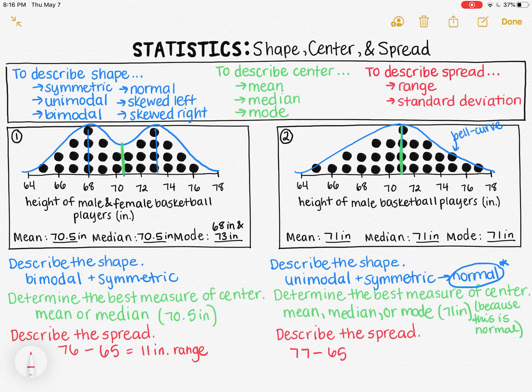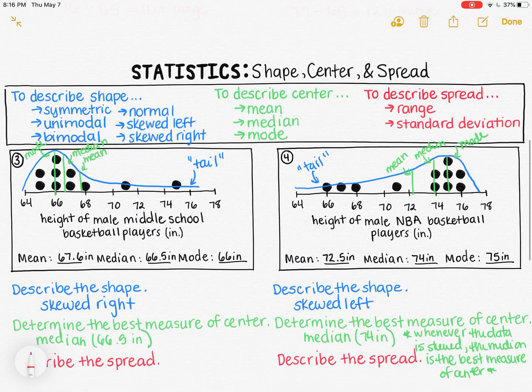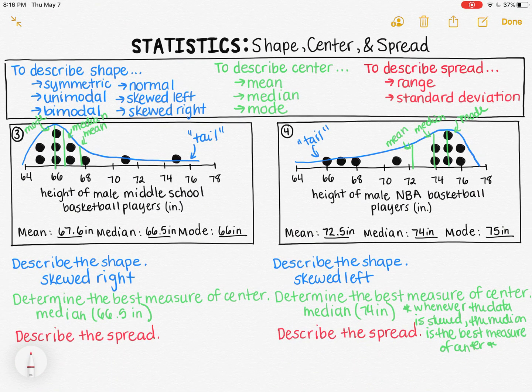For dot plot number 2, my biggest dot is at 77, and my smallest one is over at 65. So my range is 12 inches. So this one has a little more range. On dot plot number 3, the dot all the way on the right is at 75, and the dot all the way on the left is at 65. So I have a range of 10 inches. And for dot plot number 4, my maximum is over at 76, and my minimum is at 66. So my range is once again 10 inches.